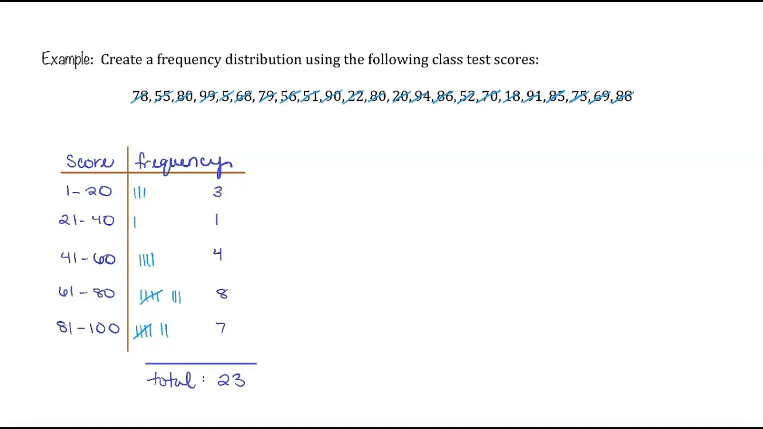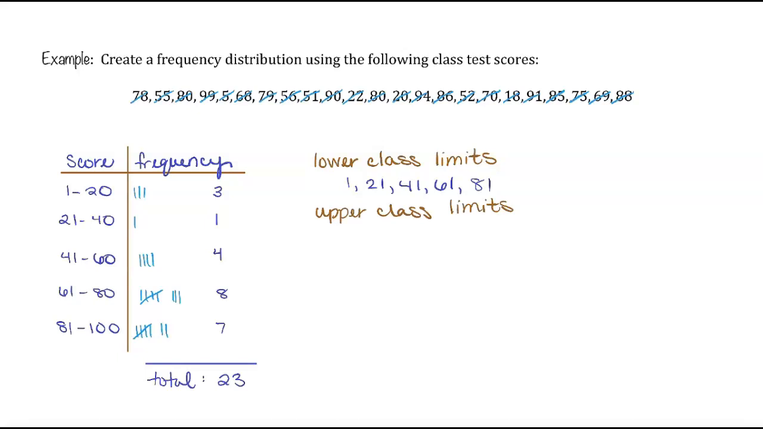Now that we have our frequency distribution, let's talk about some of its attributes. First, what are the lower class limits? The smallest number that can belong to each of the different classes. In this case, those are the numbers 1, 21, 41, 61, and 81. Our upper class limits are the largest numbers that can belong to each of the different classes. And in this case, that's 20, 40, 60, 80, and 100.